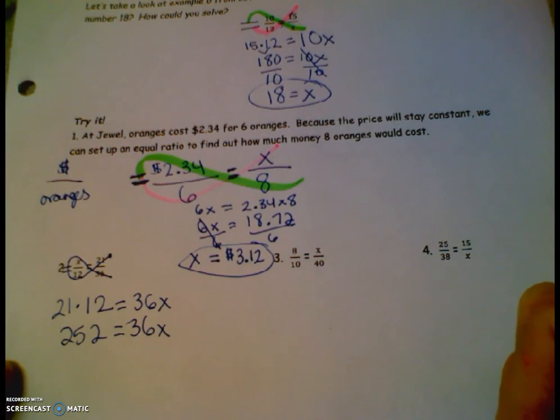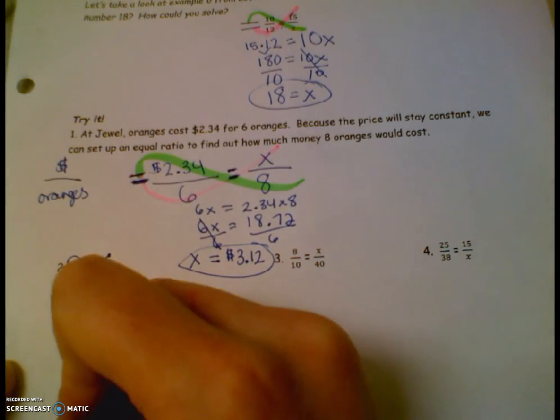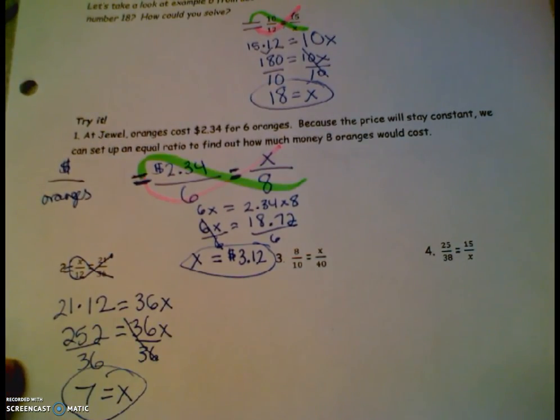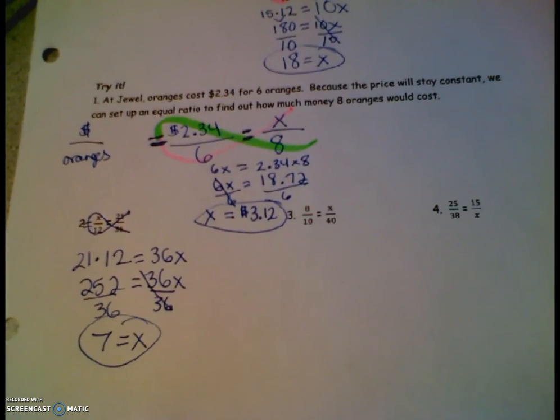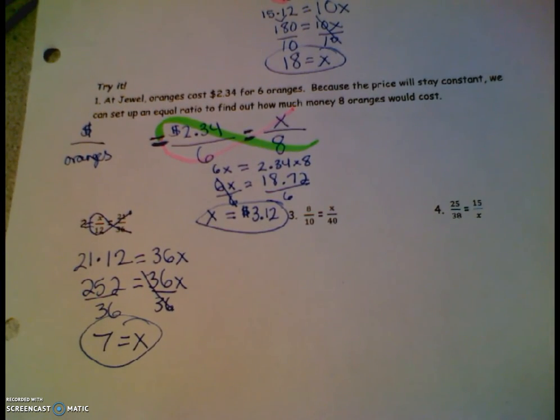Now I have a one-step equation, and I just need to divide by 36 in order to get x alone. So I solve, and I find out my answer is 7 equals x. Now, there's a way to check your answer. On some of the problems, this way will work. 7 is a very logical answer.